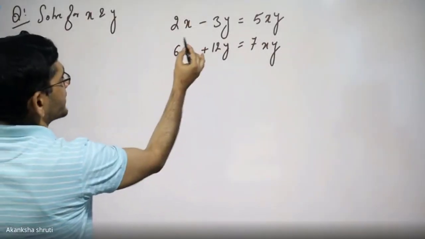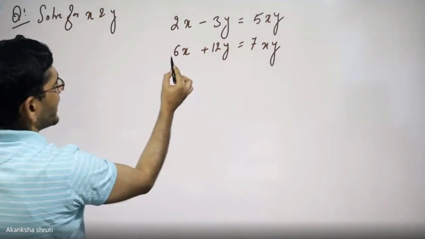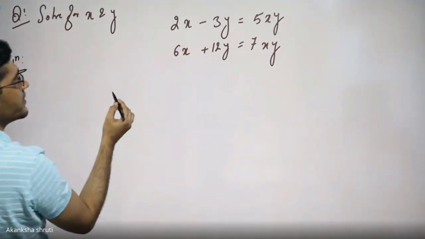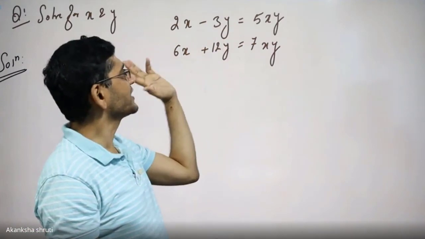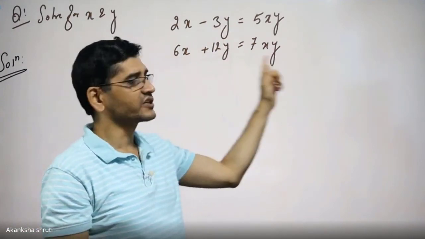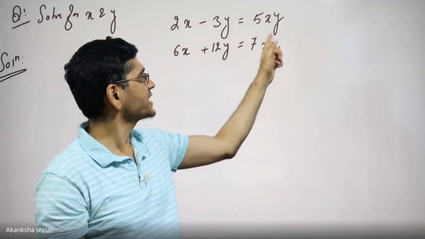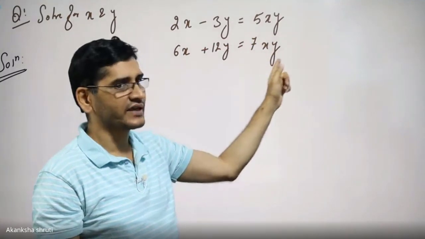Students, let us solve the equations 2x minus 3y equals 5xy and 6x plus 12y equals 7xy. We have to find the value of x and y. The left hand side appears linear, but in fact this equation is not a linear equation, because on the right hand side we do not have a constant, but it contains x and y.